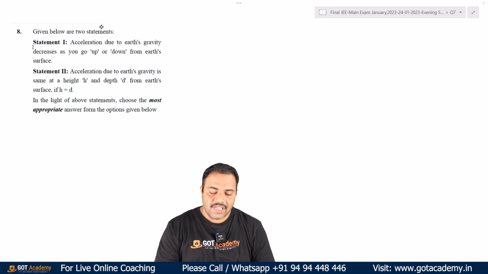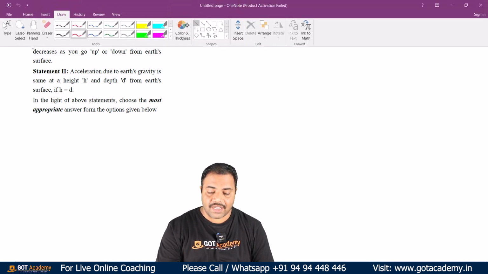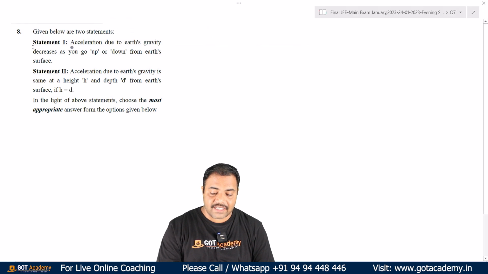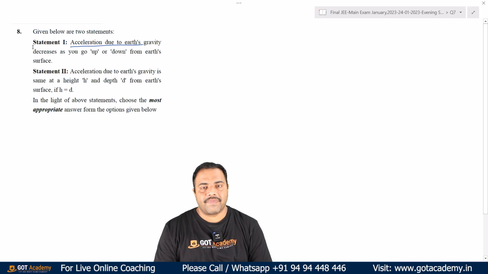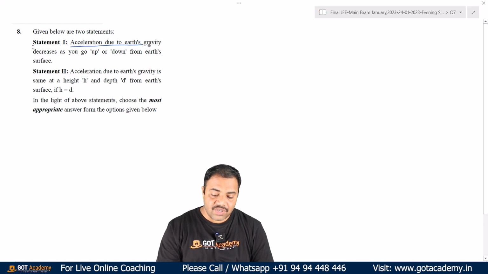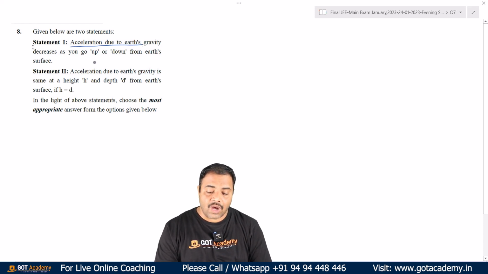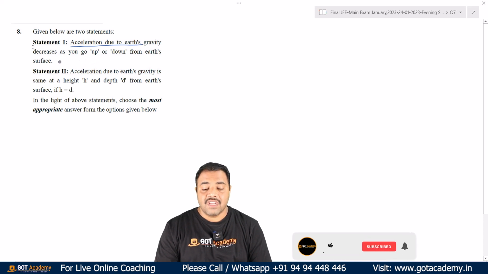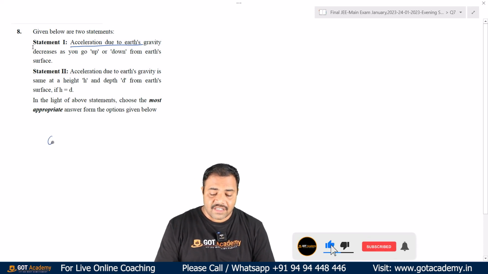Now, look at this question. Acceleration due to gravity is mentioned. By listening to this word itself, we have to recollect its chapter name. What is that? Acceleration due to Earth's gravity decreases as you go up or down from Earth's surface. So, it was very clear that this is from the gravitation chapter. Gravitation.